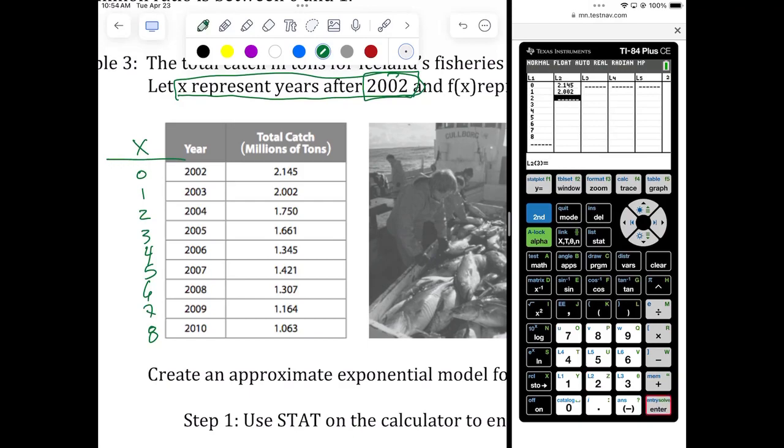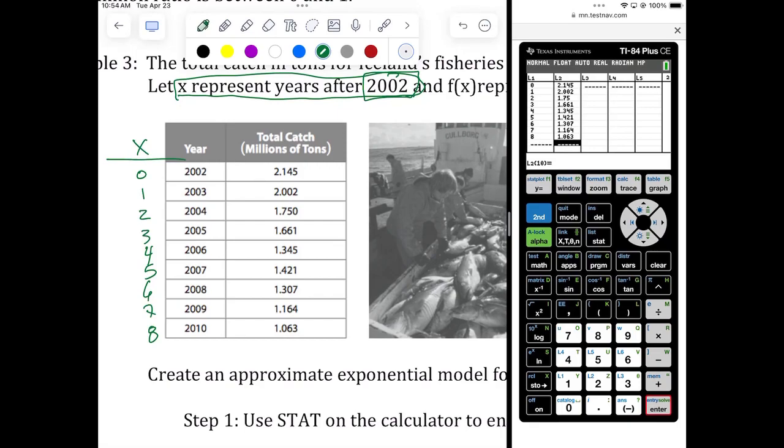2.002, 1.750, 1.661, 1.345, 1.421, 1.307, la-di-da, 1.164, and finally 1.063.